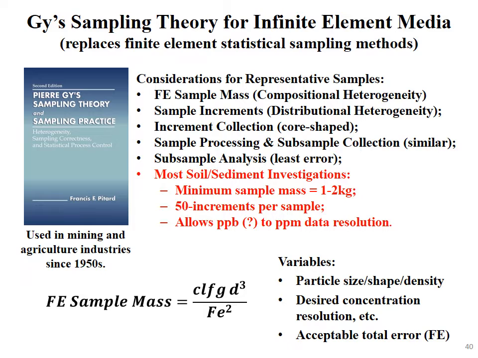So there's a lot of discussion behind this, but the bottom line is for testing soil and sediment, you need to collect a minimum mass of 1 to 2 kilograms of soil or sediment. This is based on a review of lots of databases, especially by the mining industry and others over the last 50 years. You need to collect a sample from at least 50 points. Again, it's based on a lot of field studies testing precision, or so 50 increments. And in theory, this allows part per billion level resolution, although some of the sampling theorists I talked to question that kind of accuracy, or at least ppm data resolution for your samples.